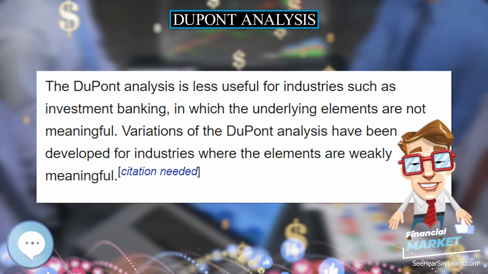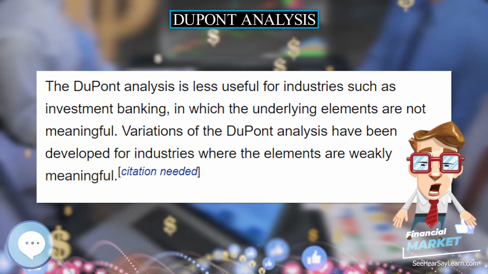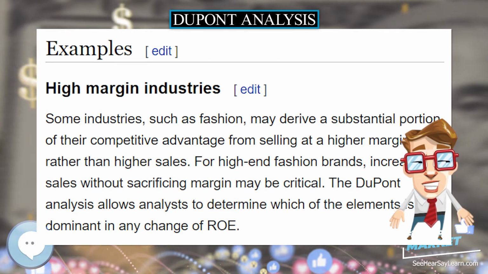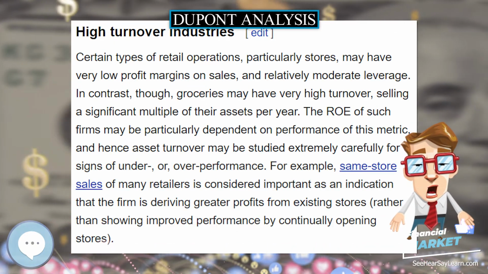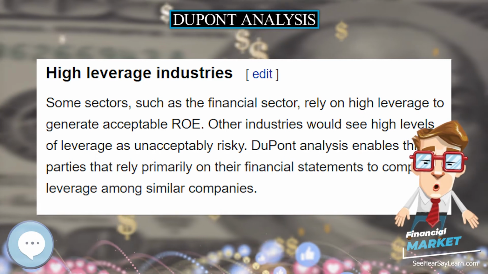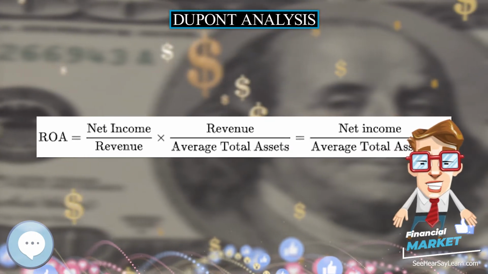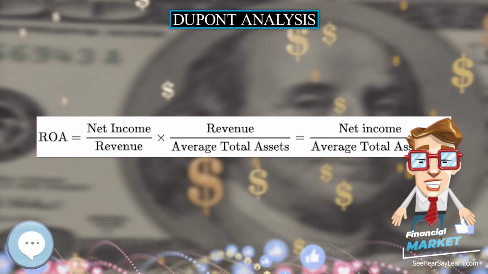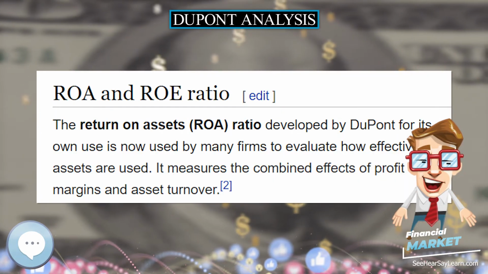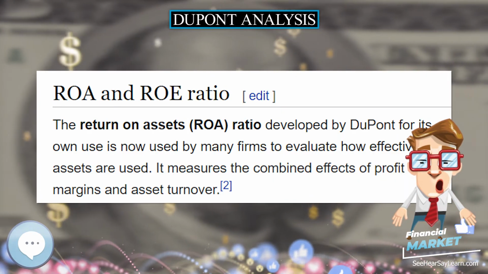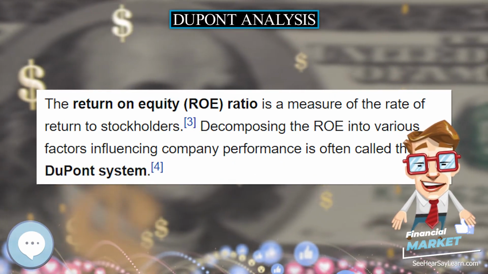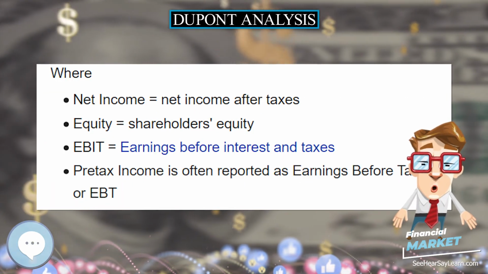High-turnover industries. Certain types of retail operations, particularly stores, may have very low profit margins on sales, and relatively moderate leverage. In contrast, though, groceries may have very high turnover, selling a significant multiple of their assets per year. The ROE of such firms may be particularly dependent on performance of this metric, and hence asset turnover may be studied extremely carefully for signs of under or overperformance. For example, same-store sales of many retailers is considered important as an indication that the firm is deriving greater profits from existing stores, rather than showing improved performance by continually opening stores.